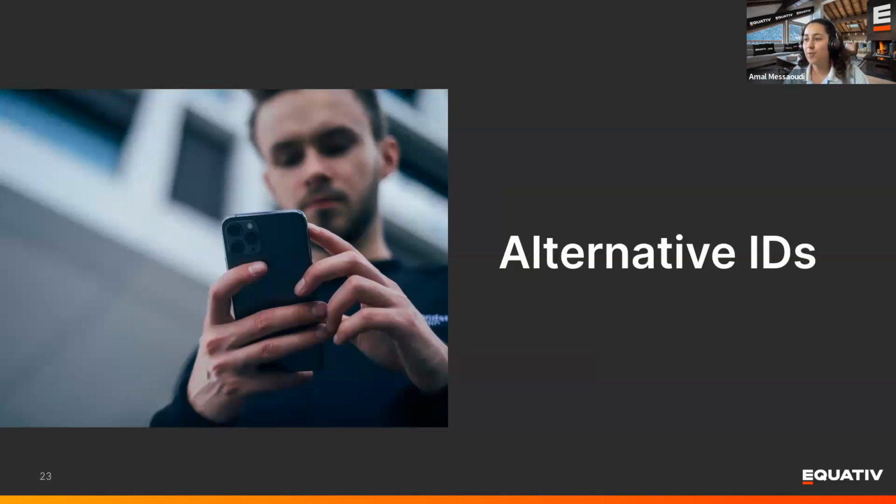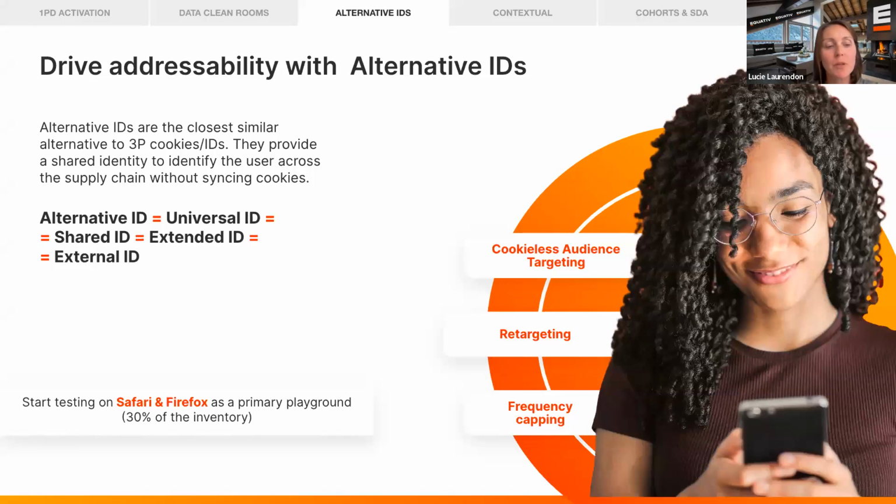So I will let Lucie take over on the alternative IDs. Thank you, Amal. So even if Amal already mentioned alternative IDs as an enabler for data clean rooms, let's move forward with the last ID-based solution that we have in our grouping. These are alternative IDs. So what are alternative IDs? Those are the closest alternative to third-party cookies, and they provide a shared identity to identify the user across the supply chain without syncing cookies.